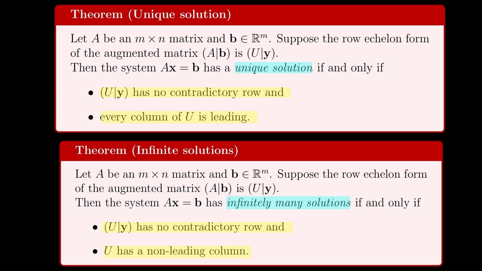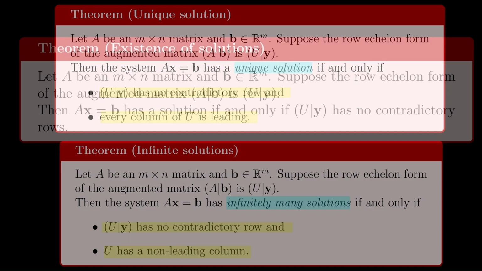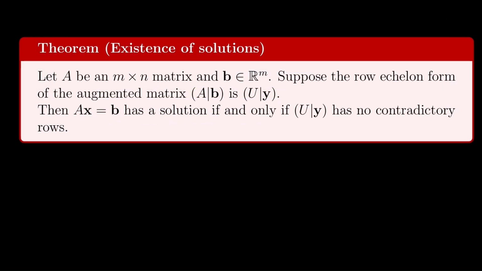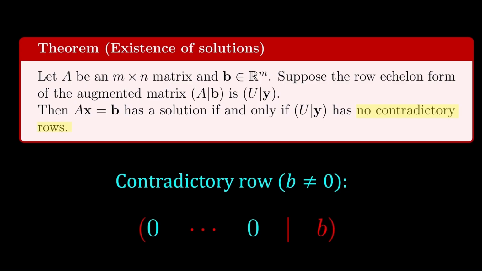Anyway, firstly I should mention there is another theorem about existence of solutions in the first place, and that's to do with contradictory rows. A contradictory row in the row echelon form is just a row like this, where you have all zeros on the left and a non-zero on the right, because this implies 0 equals b, but b is not 0, so that's a contradiction. As long as you don't have any of these, you have a solution.